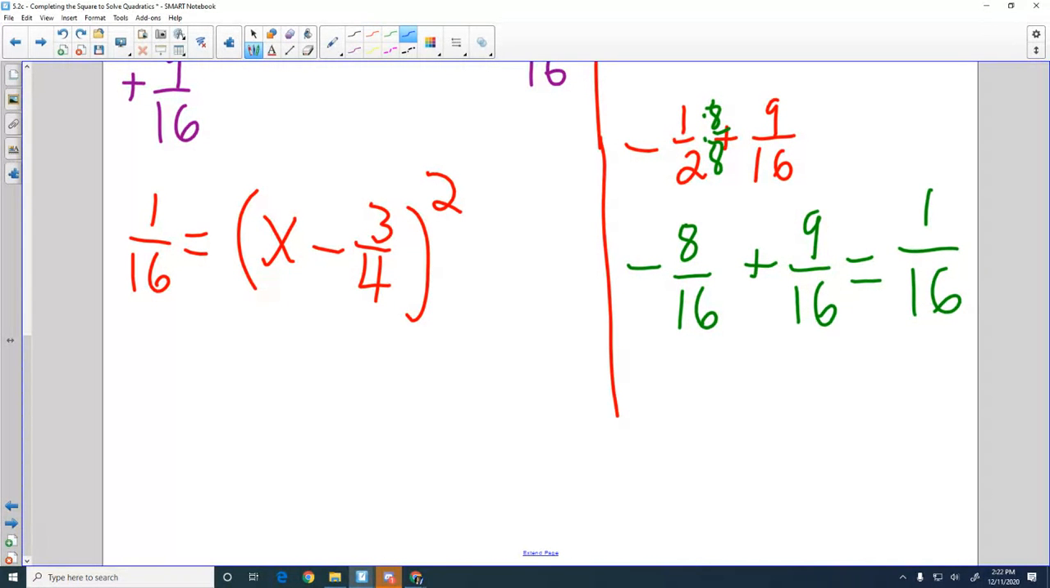We want to get the x by itself. So you're right, we square root. And at first, you might think square rooting a fraction is impossible. It's not, I tell you. Just like squaring a fraction, you just do it to the numerator and denominator. Same thing is true with square rooting. What's the square root of 1? What's the square root of 16? 4.